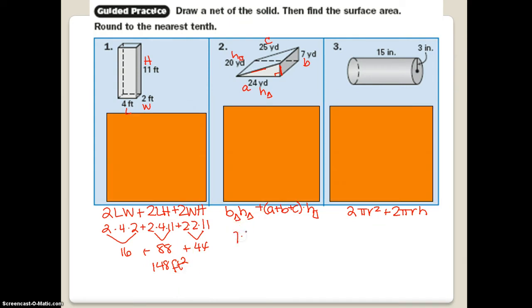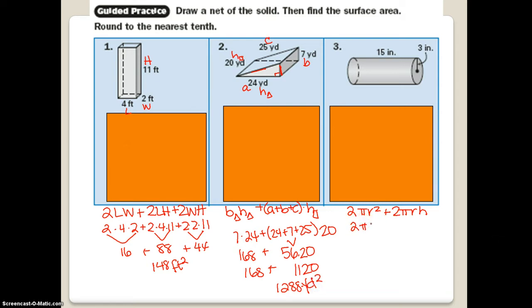This is 7 times 24 plus 24 plus 7 plus 25 times the height, which is 20. Do your adding first, times 20. You should be writing all this work down, or you should have already done it. So 56 times 20, 1020 plus 168. You should have 1288. Yep, that's what they have. Yards squared.